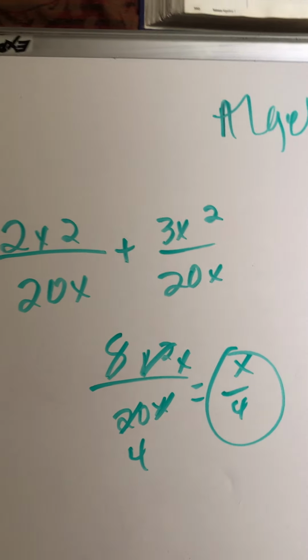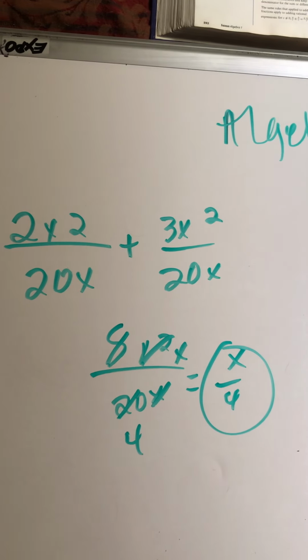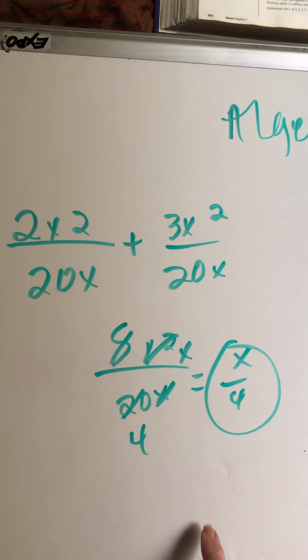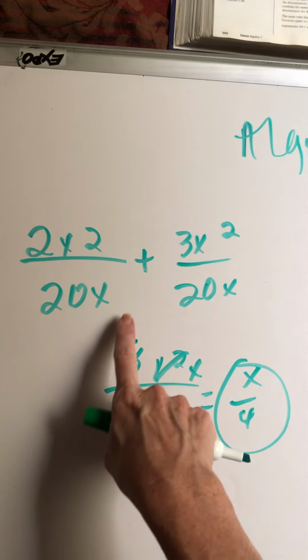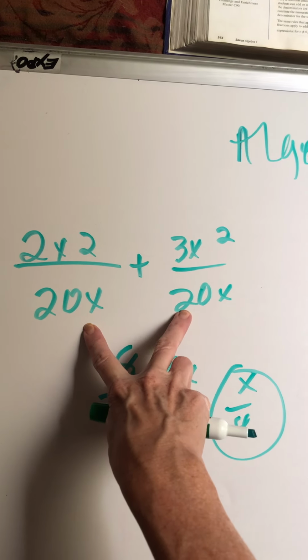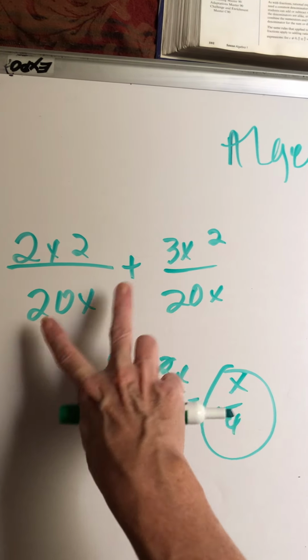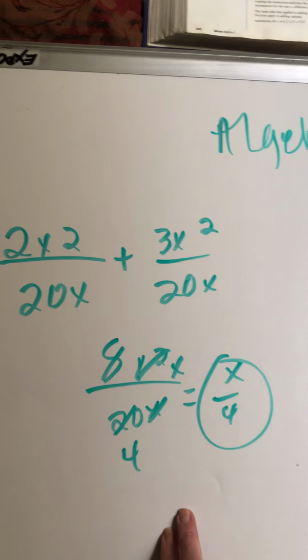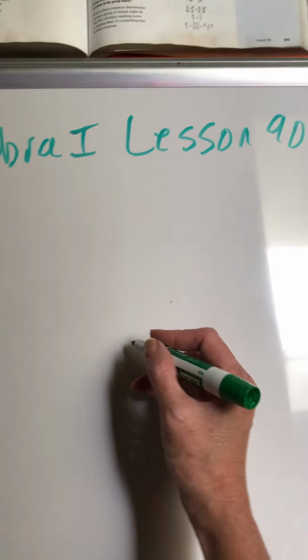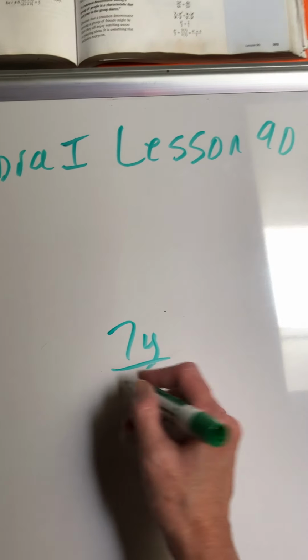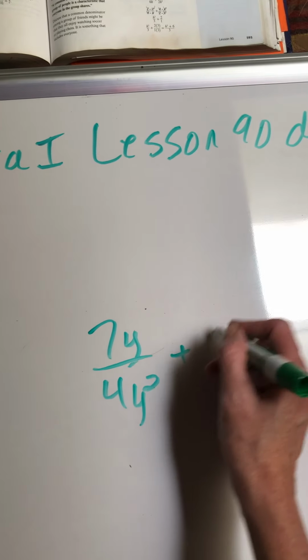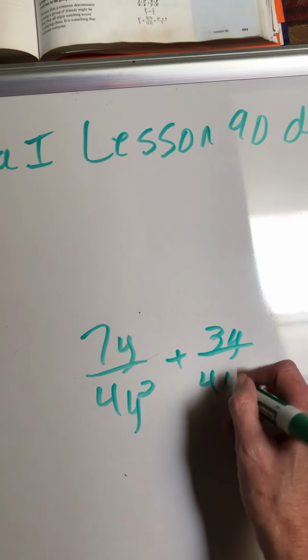You have to make sure, just like with any fraction, that you reduce what you can. Again, looking for like denominators, add them and then reduce if you can. So let's see, 7y over 4y squared plus 3y over 4y squared.